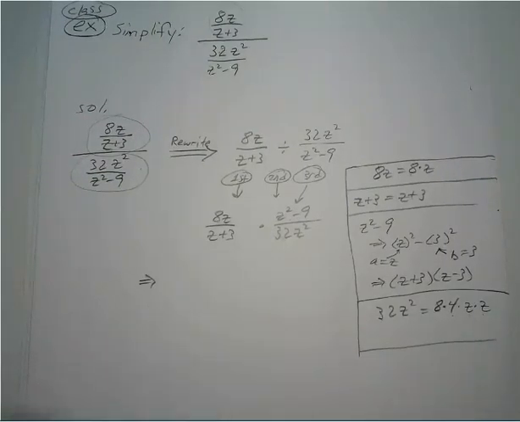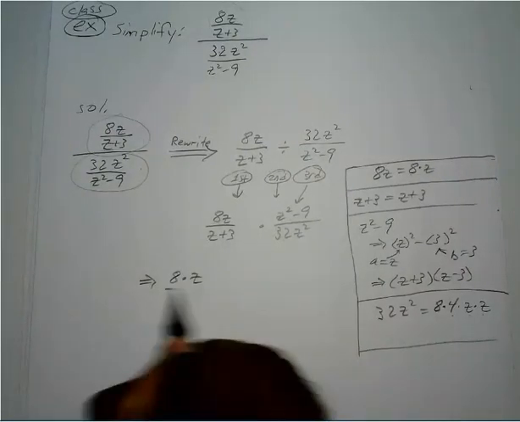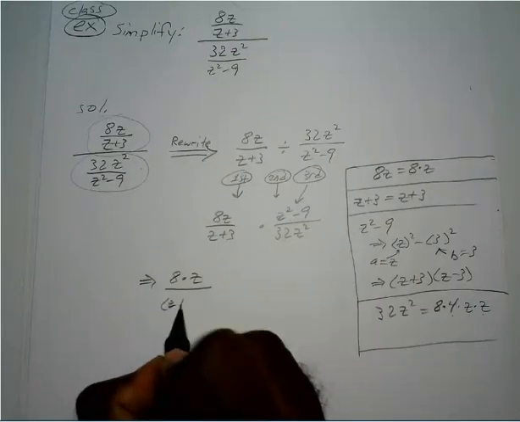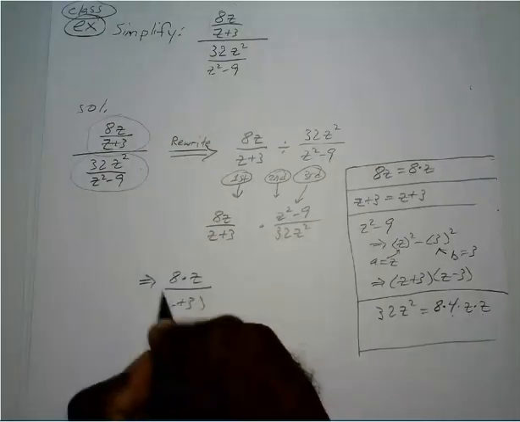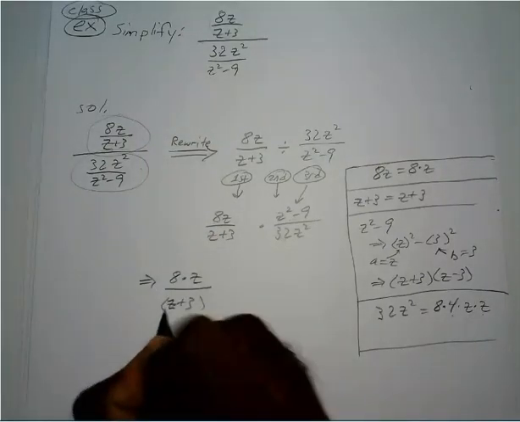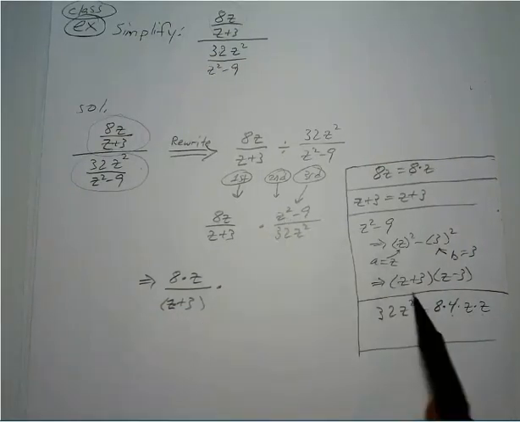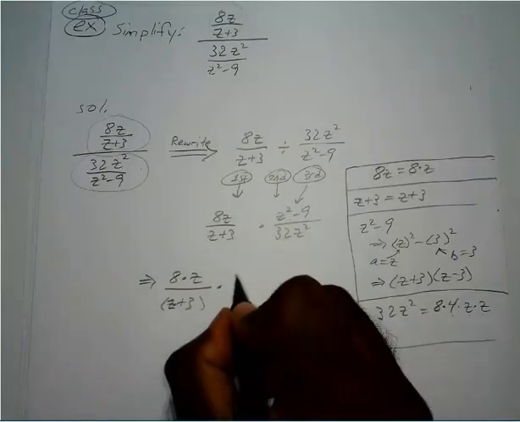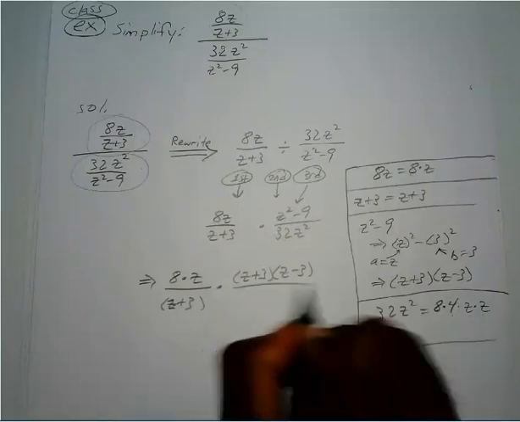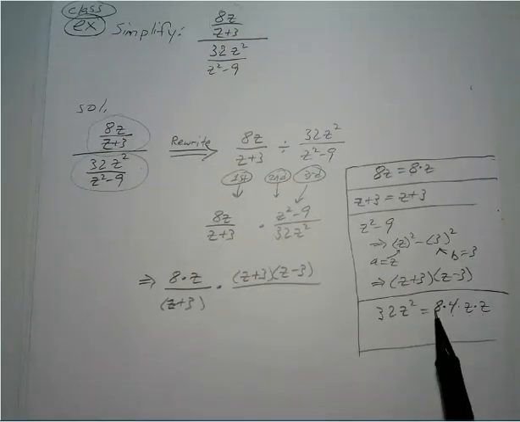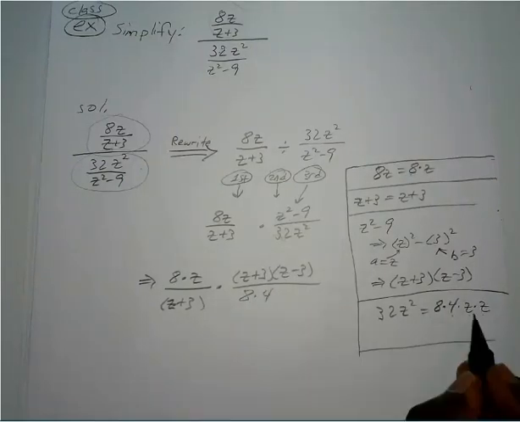Okay, so 8z, that's just 8 times z over our z plus 3. Let me clean up that z a little bit. There we go. So I have z plus 3 times z squared minus 9. Remember, that's z plus 3 times z minus 3. Over 32z squared. Remember, that's 8 times 4 for our 32. So 8 times 4 times z times z.